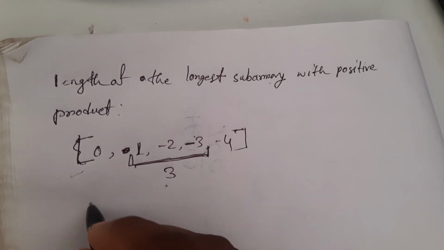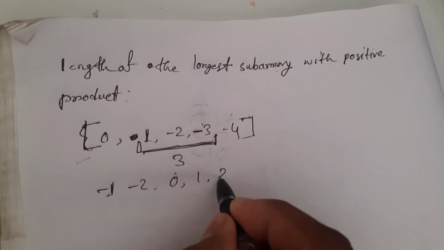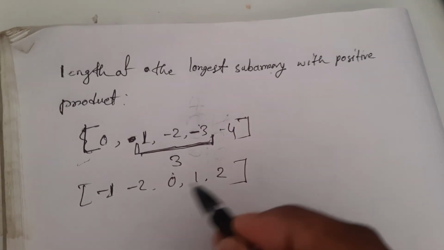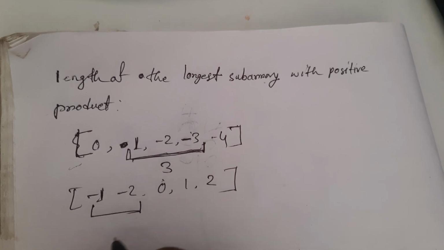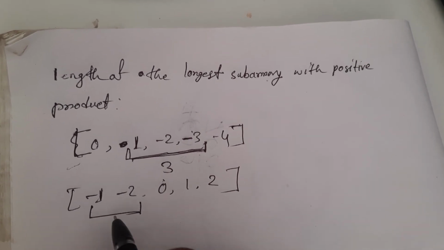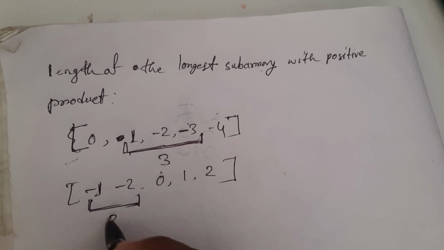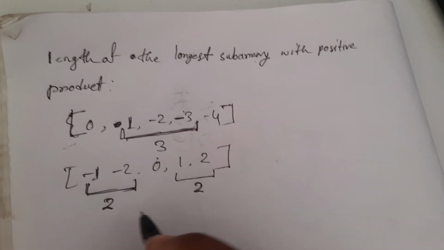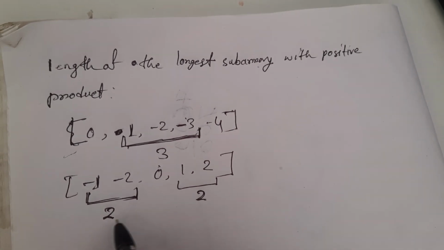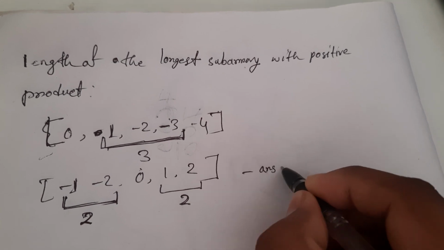If you take another example like -1, -2, 0, 1, 2, in that case these two can give us a positive product with non-zero values, and this can be 2 and this one can also be 2. So in both cases we are getting the length of the longest subarray as 2, so the answer will be 2.